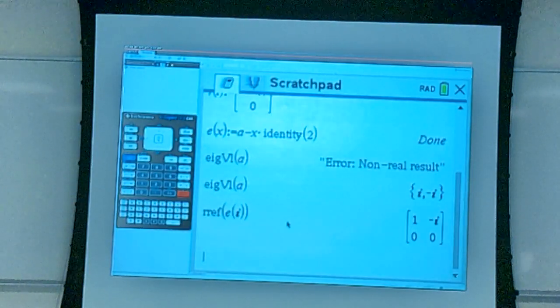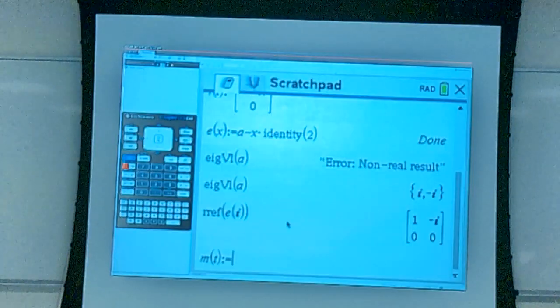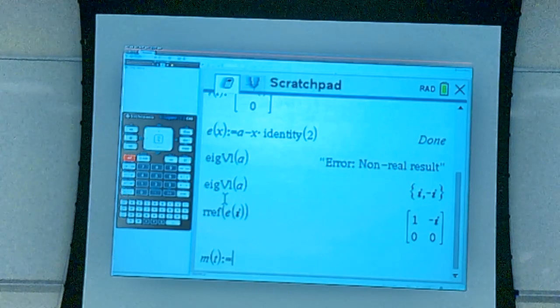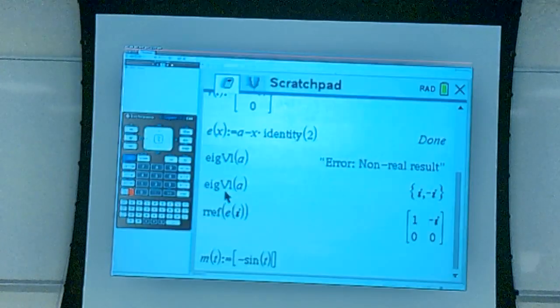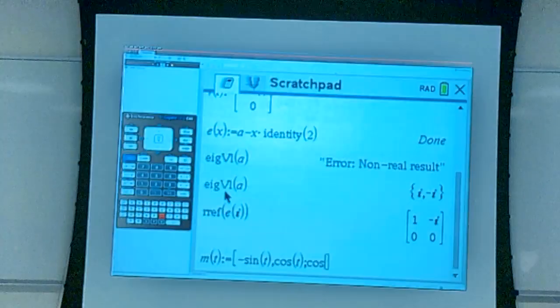Do I want to use n? Yeah, I guess I can. So m of t, define that. Do it this way. Negative sine t, comma cosine t, right? That was the first row. Second row, cosine t, sine t.